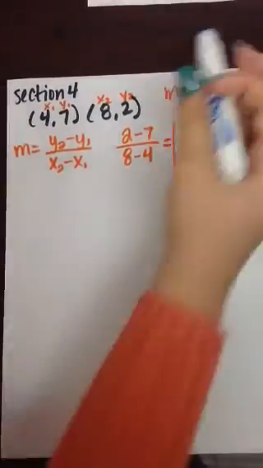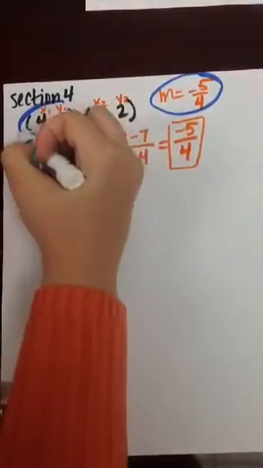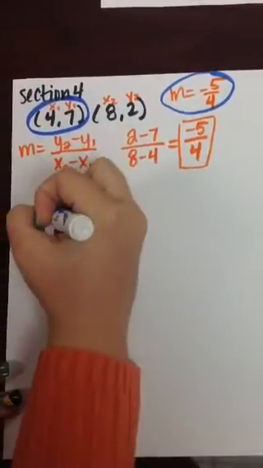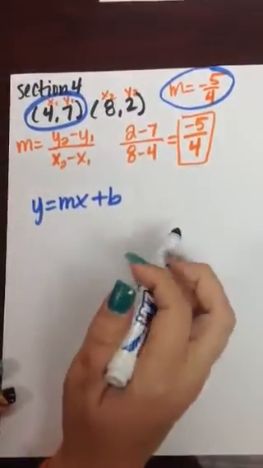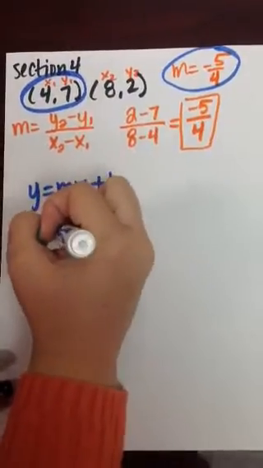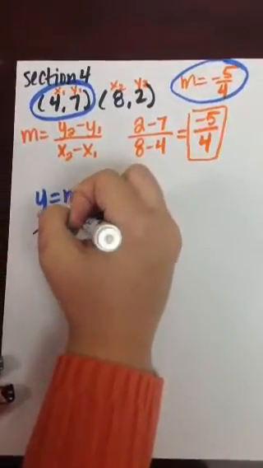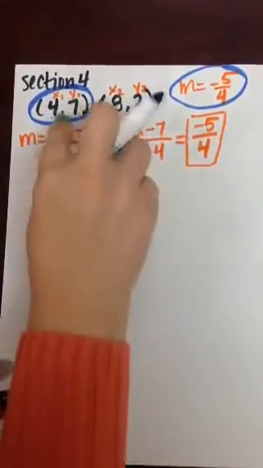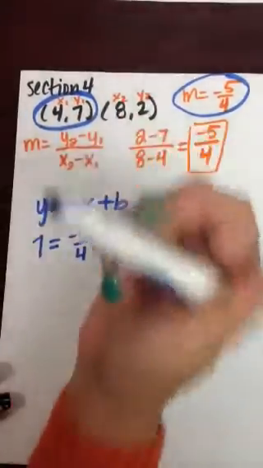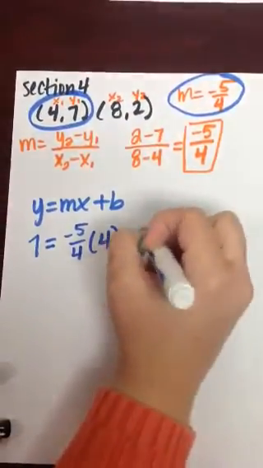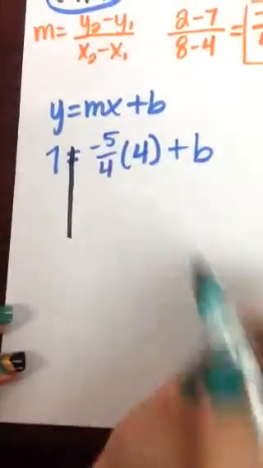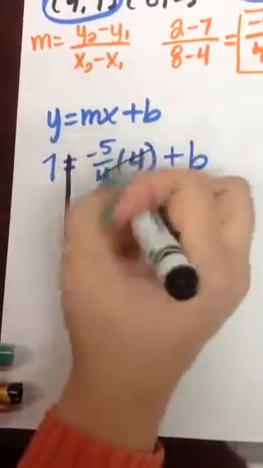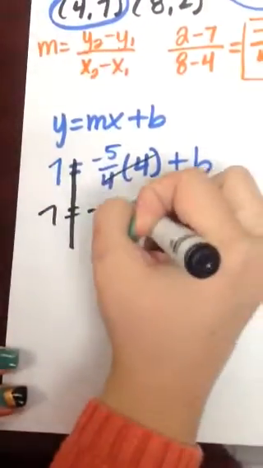If you look, you have a slope and you have a point. So we're going to plug it into our y equals mx plus b with our point and our slope. 7 is our y. Our m is negative 5 over 4. And our x is 4. You can use either point, but the first one's usually always the easiest. Plus b. Then you just solve. Negative 5/4 times 4 cancels out, and you're just left with negative 5 plus b.